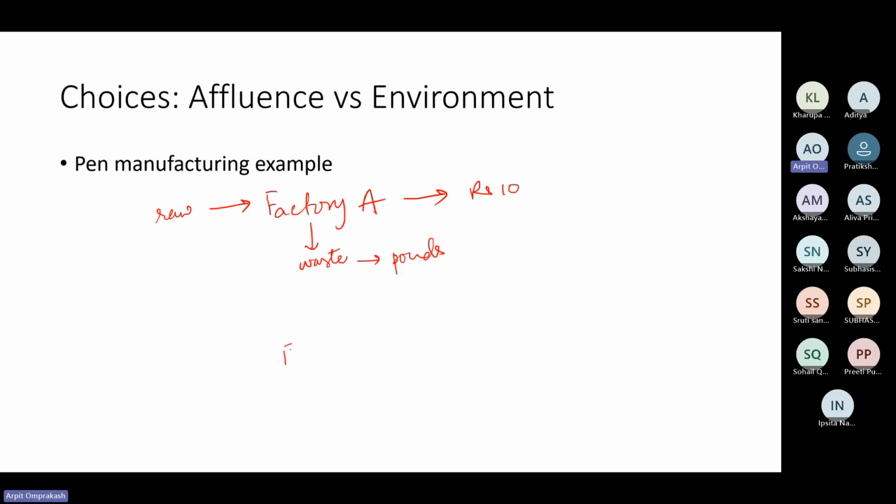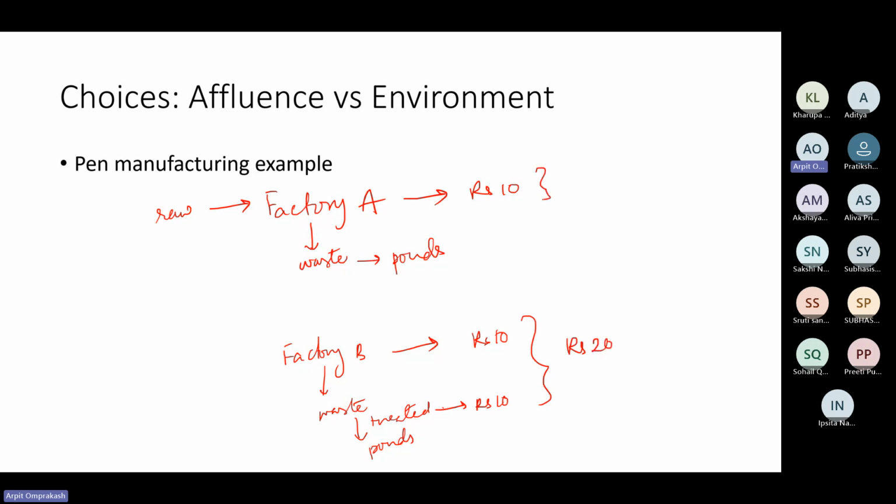And the second one is factory B. So here we are manufacturing pens for 10 rupees. Then what happens is the waste that this factory produces is then treated before putting it into ponds or oceans or lakes. So this treatment also costs 10 rupees. So now factory B sells pens for 20 rupees, whereas factory A sells pens for 10 rupees. Right.